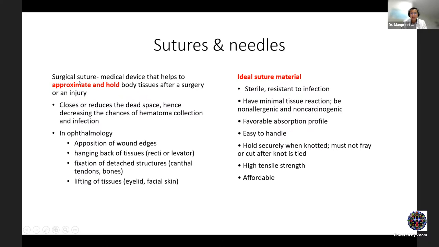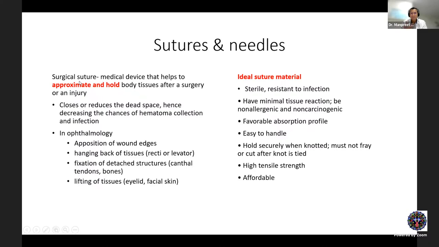So, what can be the ideal suture material? The ideal suture material has to be sterile, resistant to infection, must have minimum tissue reaction, and be non-allergenic and non-carcinogenic. If kept inside, like a scleral buckle where we use 5-0 Dacron, Dacron is a non-absorbable suture. It's non-allergenic and non-carcinogenic. It should have a favorable absorption profile. If it is going to absorb, then it should not create much inflammation.